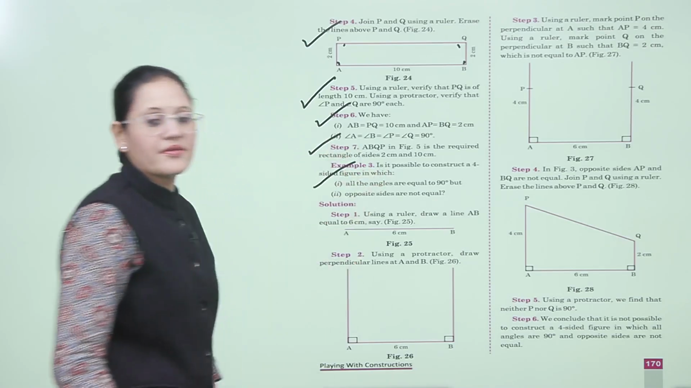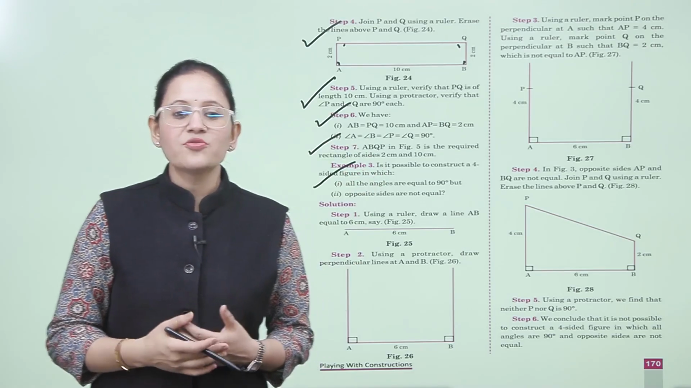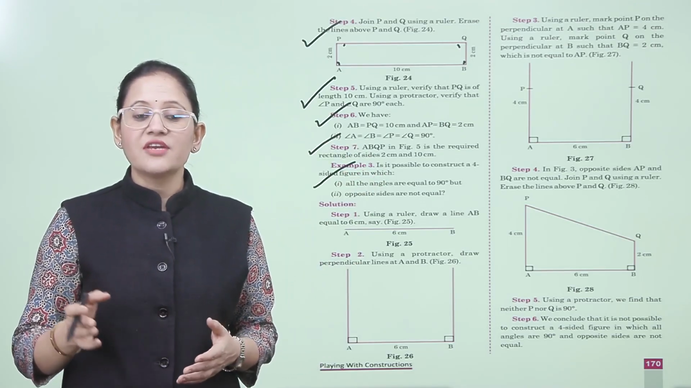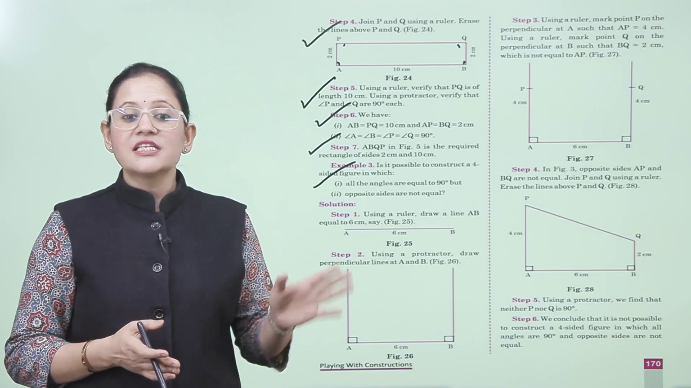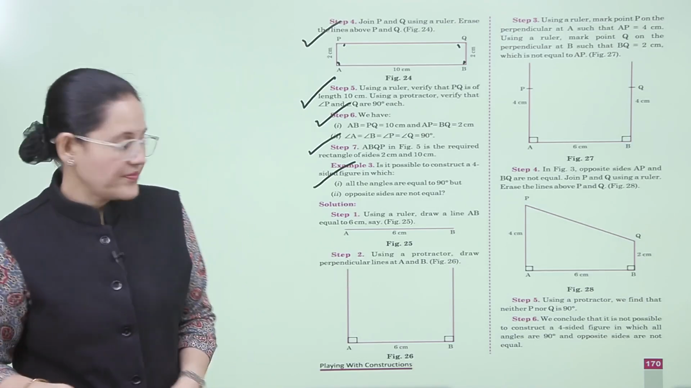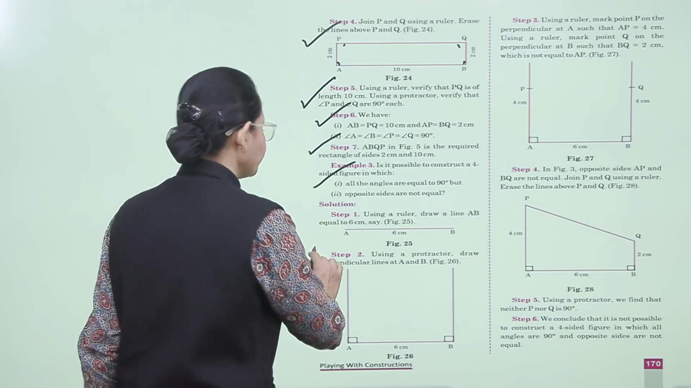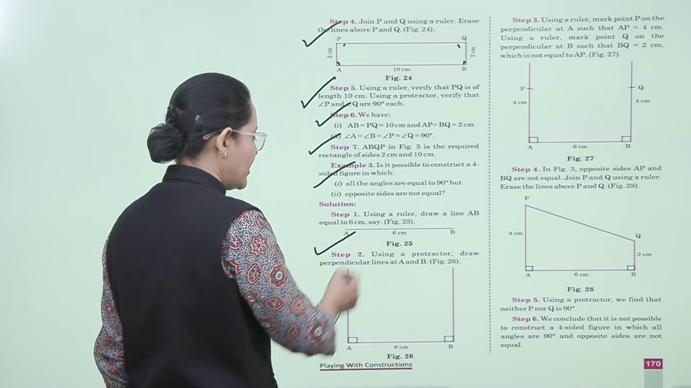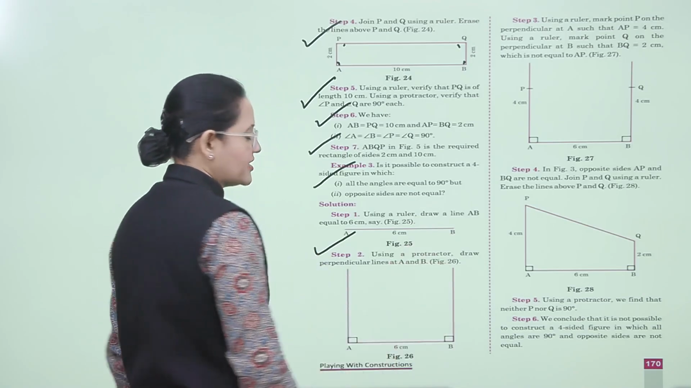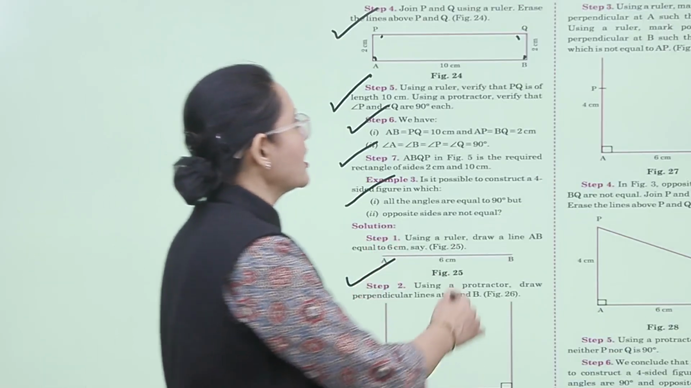Next, is it possible to construct a four-sided figure in which all the angles are equal to 90 degree but opposite sides are not equal? So, let's try. Using the protractor, draw a perpendicular. First, we'll draw a line segment AB. Now, we'll draw two perpendiculars like this, which we have drawn earlier also.